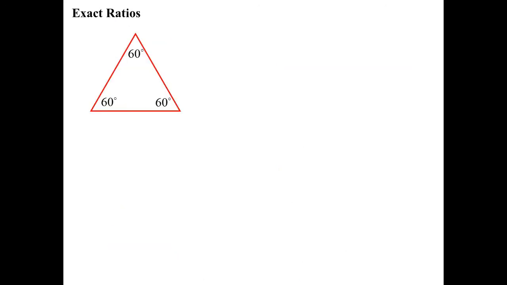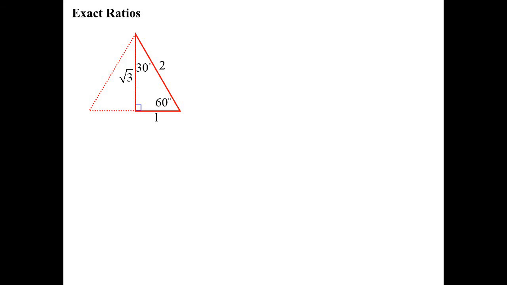Exact ratios. There are some ratios we just know off by heart and we don't worry about going to the calculator. How are they created? Well, here's a triangle. It's an equilateral triangle, all the sides are 2. But I'm going to chop my equilateral triangle in half, which creates the 30-60 triangle. Bit of Pythagoras, we can work out the other side is the square root of 3.